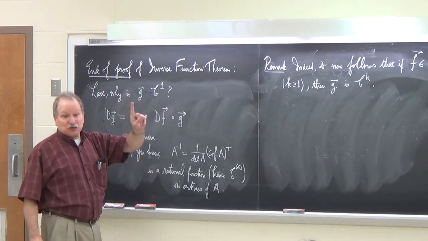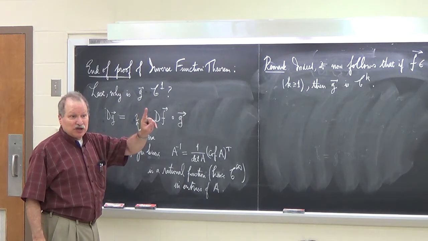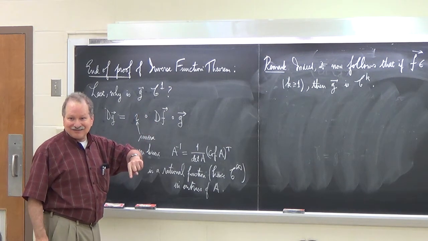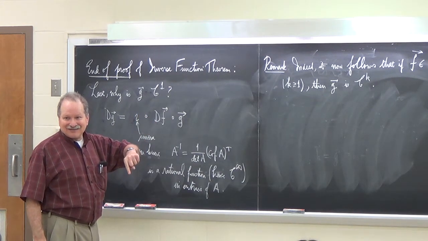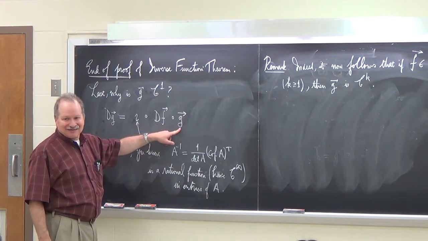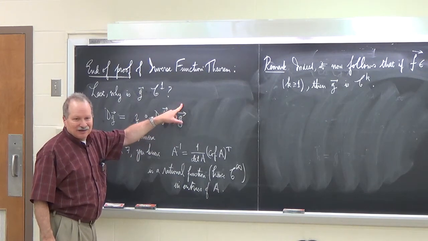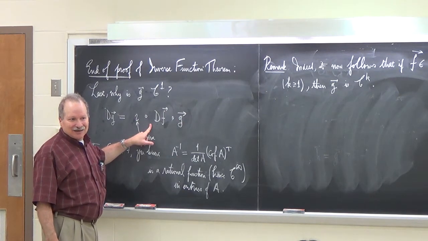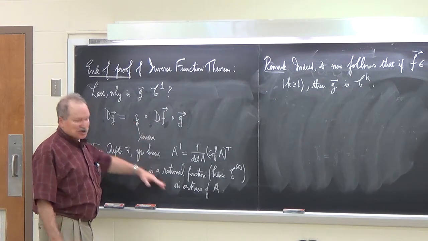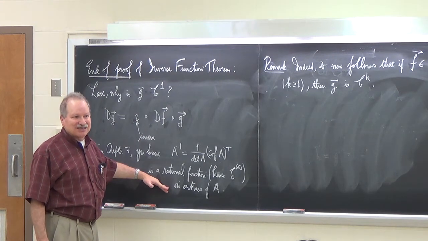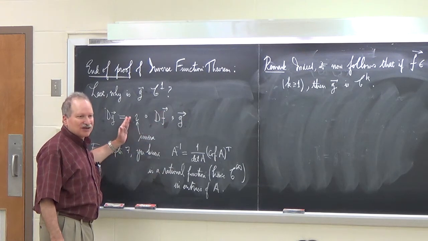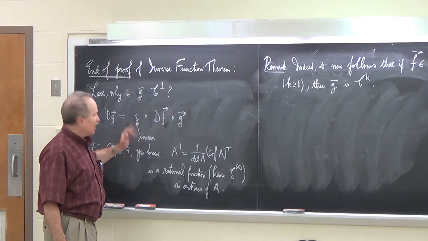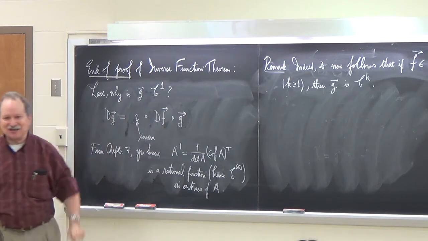Suppose f is C2. Then we know f is C1. So we know g is C1. So this is C1. This is C1 because f is C2. And inverse, we just said, is C infinity. So it's certainly C1. Composition of C1 functions is C1. Therefore, dg is C1, so g is C2.